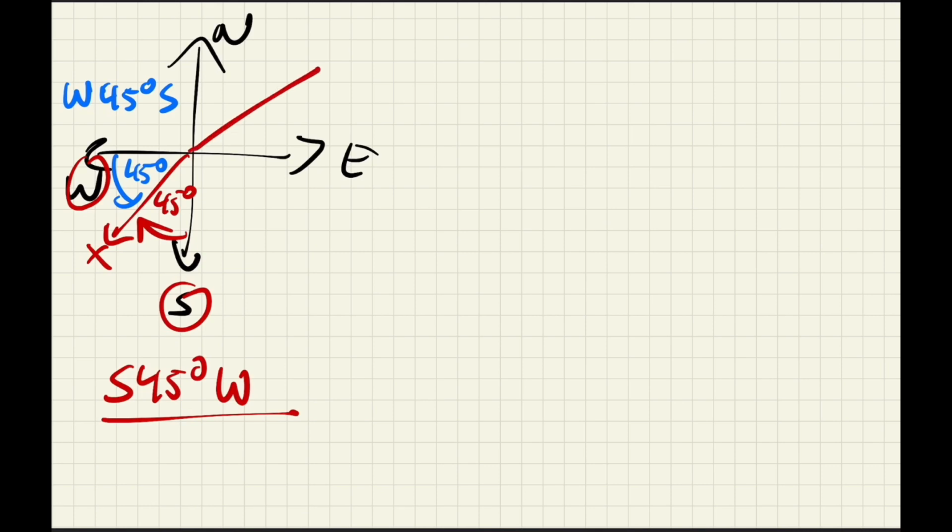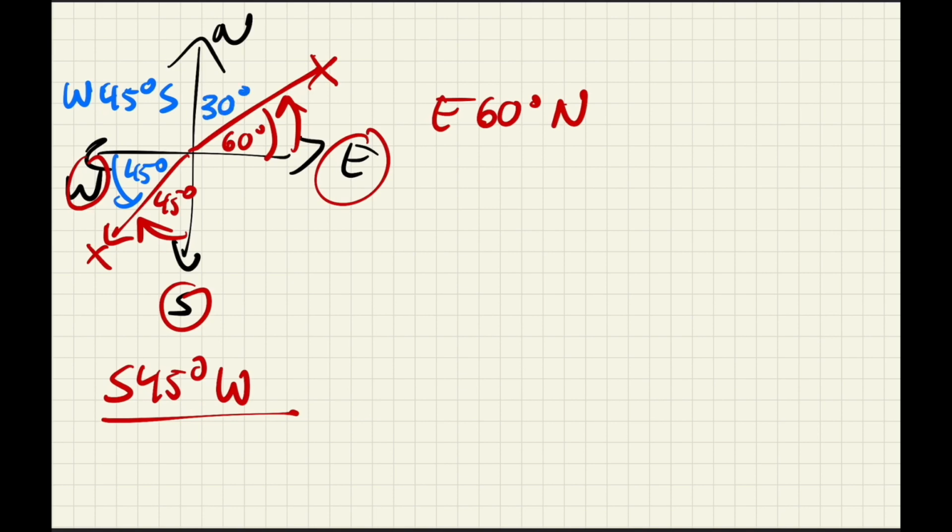Let's do one final example. Let's have this point over here, and let's say this is 60 degrees. We'll say we're starting at east, then we're going 60 degrees up towards the north. Or this is 30 degrees, so we can say north, then going 30 degrees towards east. Excellent. So those are compass bearings.